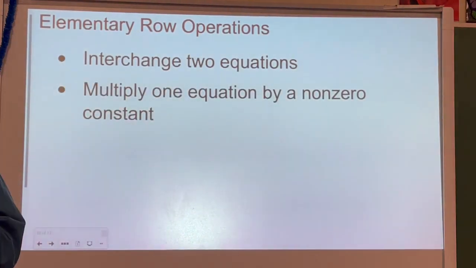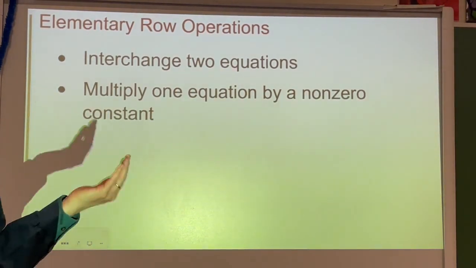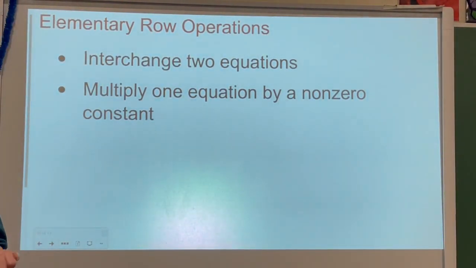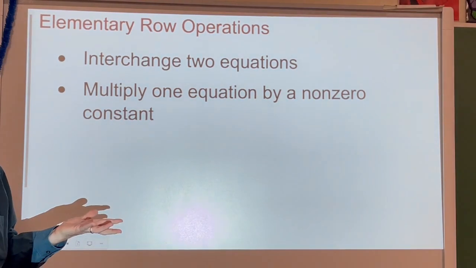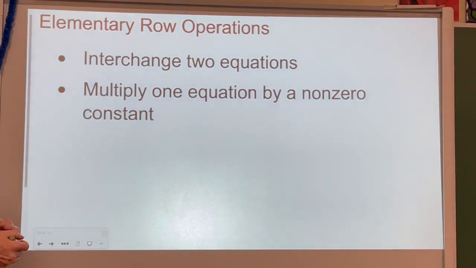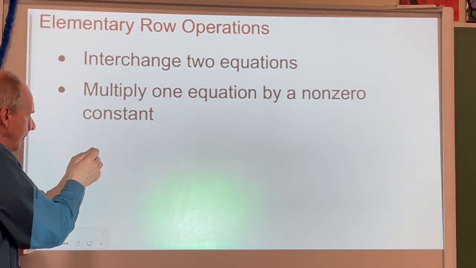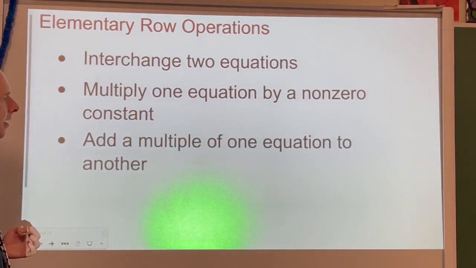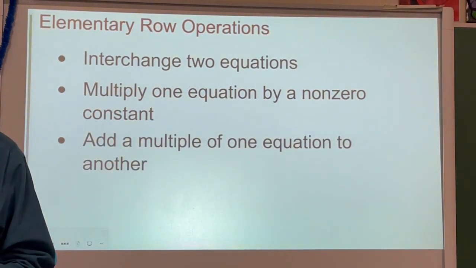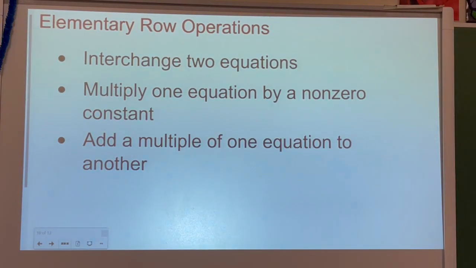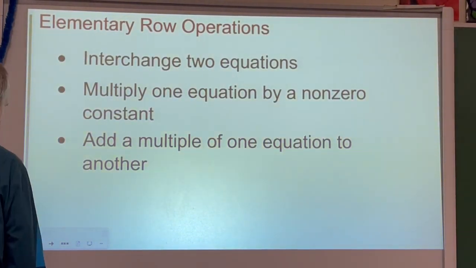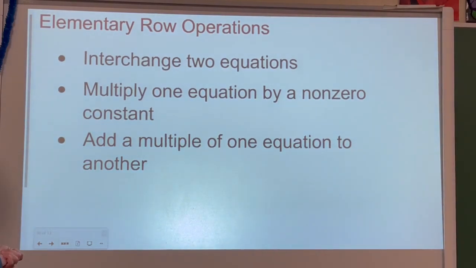You can multiply one equation by a non-zero constant. So you can't just multiply everything by 0. But it could be any constant, whether it's a whole number or even a fraction or a decimal. Positive or negative even. And we're allowed to add a multiple of one equation to another. So I could take twice row 2 and add it to row 3. That's allowable. Right? So those are the 3 things we're allowed to do.